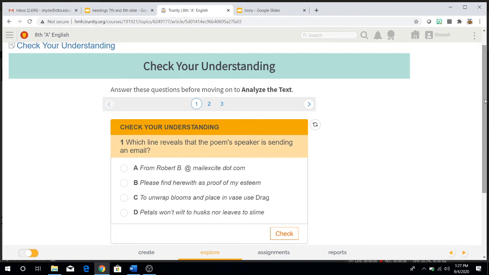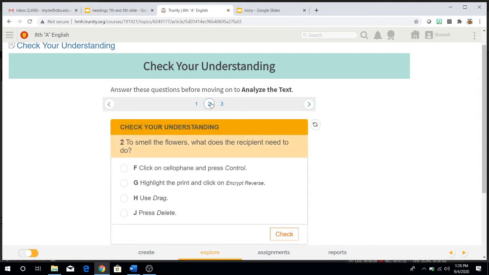Is it line A, from Robert B. at mailexcite.com? B, please find her with as proof of my esteem. C, to unwrap blooms and place in a vase, use drag. Or D, petals won't wilt to husk nor leaves to slime. So pick the one you think demonstrates or reveals that it's an email, and we'll check it later.